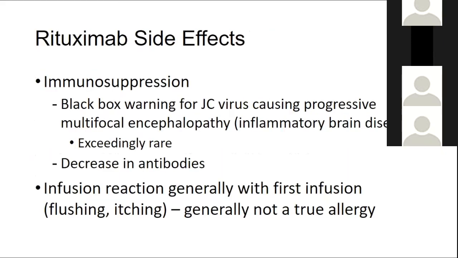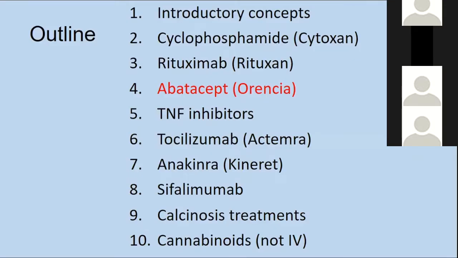Side effects of rituximab include immunosuppression, and there's a warning about a particular virus that can cause an inflammatory brain disease that is exceedingly rare. Because rituximab kills off B cells, it can decrease all antibodies that are produced in general, which can make a patient more susceptible to infection. And rituximab is pretty notorious for causing an infusion reaction in about 30% of patients who get it the first time. Generally, this is not a true allergy, but just a reaction to the infusion that will improve if the infusion is stopped and slowed down. So that was a quick talk on rituximab.